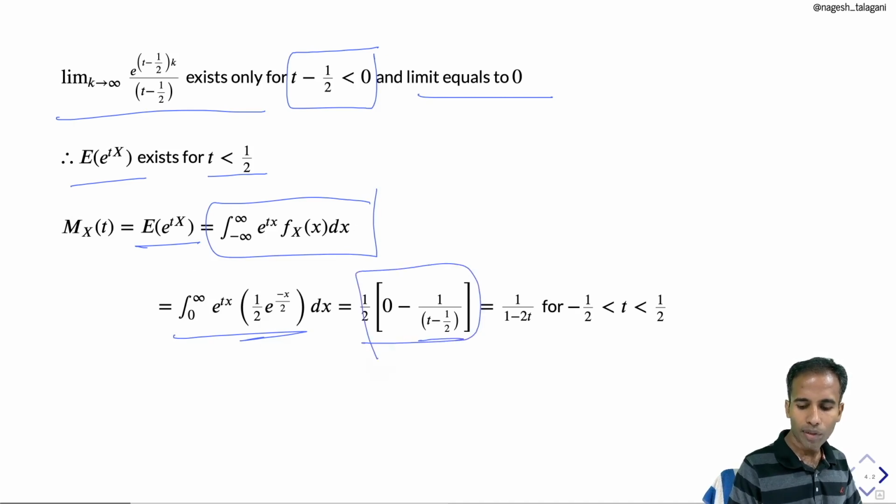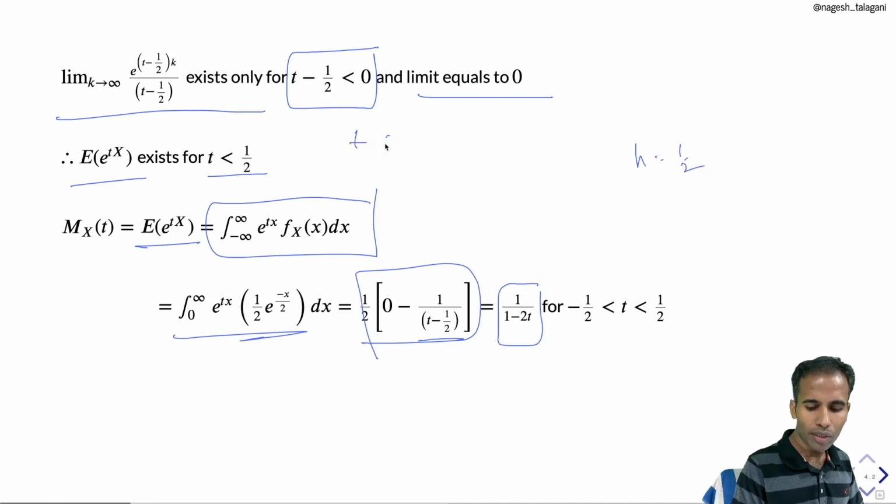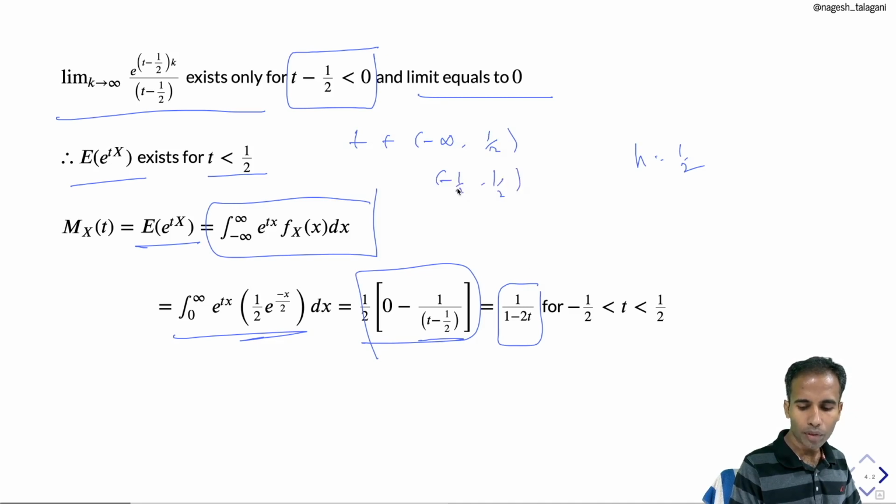This gets simplified to 1 by 1 minus 2t. Here, to pick h, my choice of h is 1 by 2, as this MGF exists for all t belonging to minus infinity to 1 by 2. So in particular, we can pick a small interval, minus 1 by 2 to 1 by 2. That's why we can say that this 1 by 1 minus 2t makes sense in this interval minus 1 by 2 to 1 by 2.